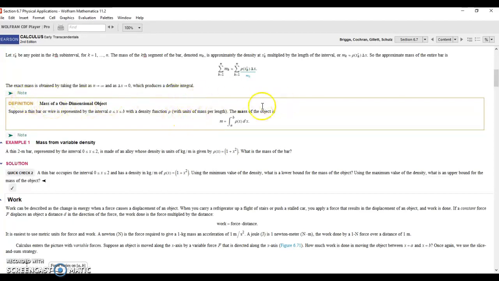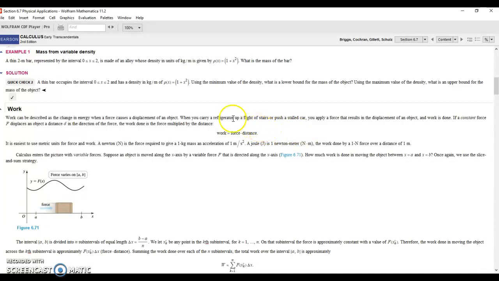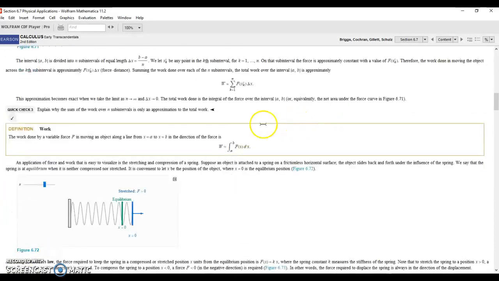So you have a problem like that in your try problems for tonight. So again, you just plug in the density function, integrate on the interval that you're given. Voila. Work. If you have a variable force and you want to find the work done by a variable force in moving an object along a line in the direction of the force, we just integrate, again from A to B, f of x dx. So we're integrating the force.